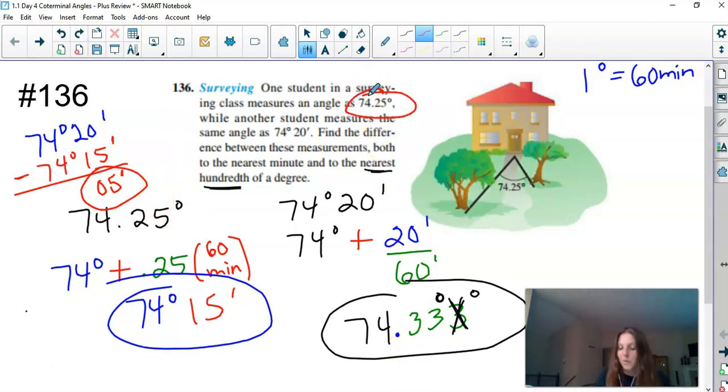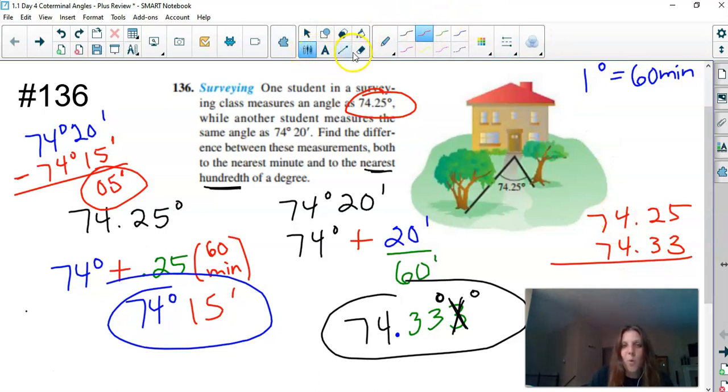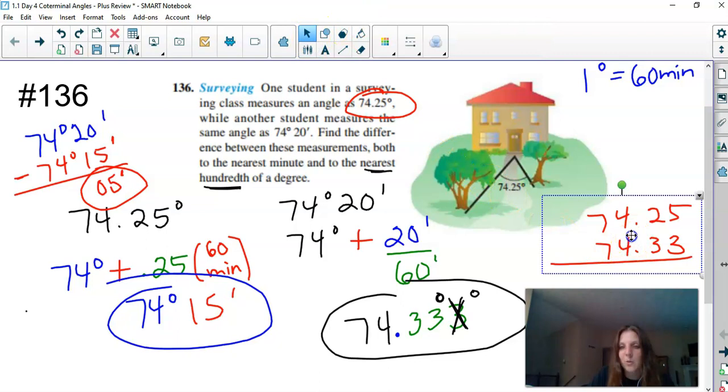forms of the measurement. This student said, oh no, that's 74.25. And we just calculated it and we got 74.33. And if you wanted to take the difference of that, you would subtract the bigger number minus the smallest. So actually this 0.33 should probably be on top if you want to be technical with that.